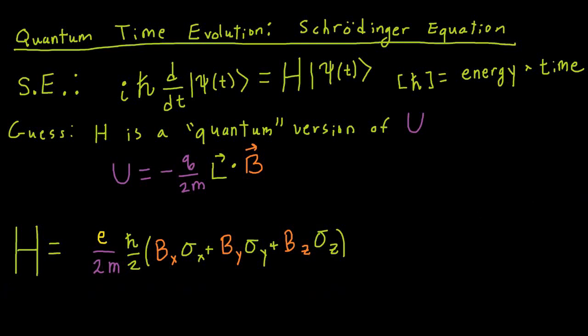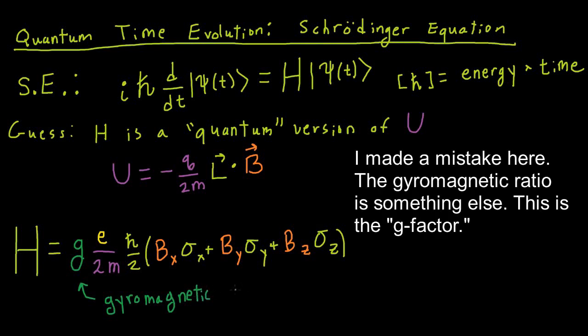So it seems as though we're done. We've taken every term in U and put it into H. However, we are not yet done. And there is one final term called G, where G is something I've never told you about before, called the gyromagnetic ratio. And it's a unitless number which is approximately equal to 2.